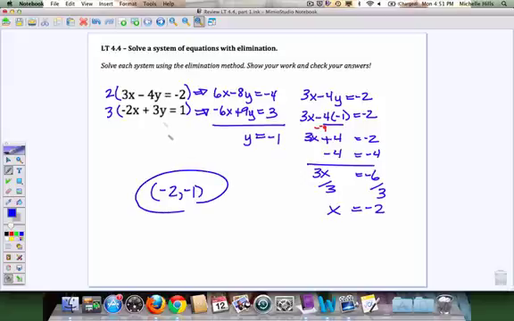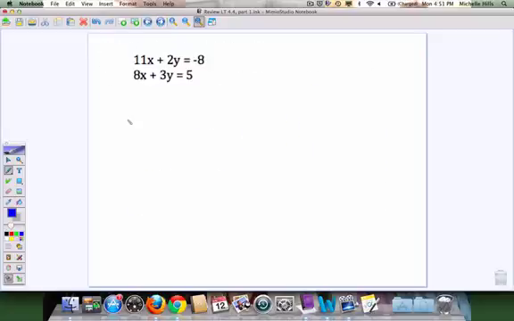If I graph those two lines, that's where they intersect. In this equation, again, I don't have opposites to begin with. 8 doesn't go into 11, 2 doesn't go into 3. I'm going to choose to deal with the smaller of the set of numbers, the 2 and the 3. 2 and 3 both go into 6. So if I multiply the first equation by 3, it'll make this a positive 6y. And by negative 2 here, we'll make this a negative 6y.